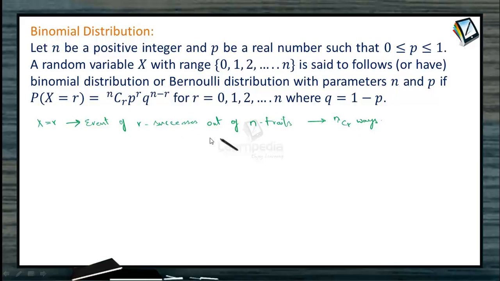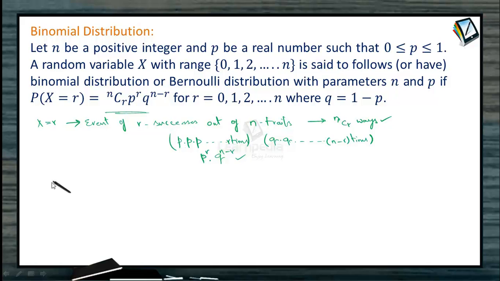Then at these r places, success will occur with probability p each time, taken r times. Then what should happen to the remaining trials? Yes, there should be failure, because only 2 possibilities should be there. That means each with a probability of q. There will be n minus r times there is a failure. So this term is p to the power of r, and this is q to the power of n minus r. In each of them, the number of ways of getting r successes is nCr. Therefore, the probability of X equal to r is given by nCr ways, each with a probability of p to the power of r into q to the power of n minus r.